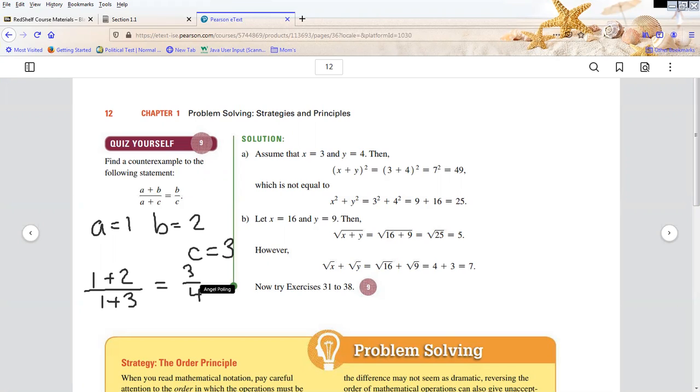So given this example, the left-hand side is 3/4, but just B over C is 2 over 3. 3/4 is not equal to 2 over 3. This is not always true, and we show that using a counterexample. It's sometimes true, but it is not always true.